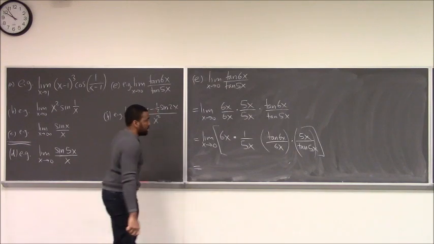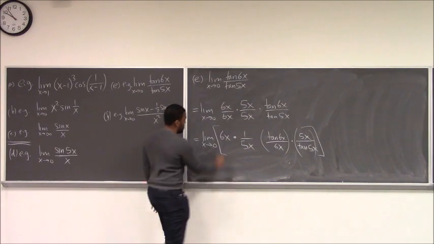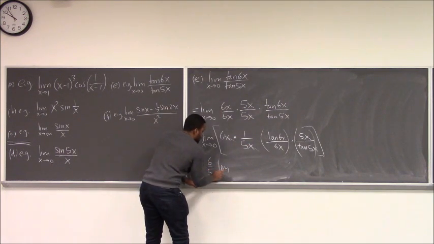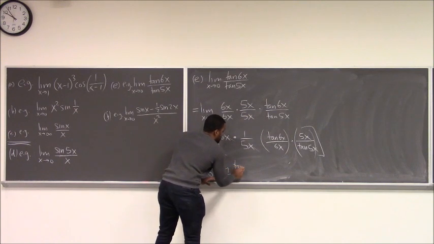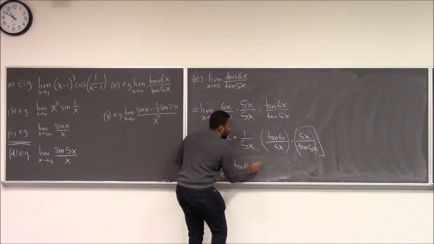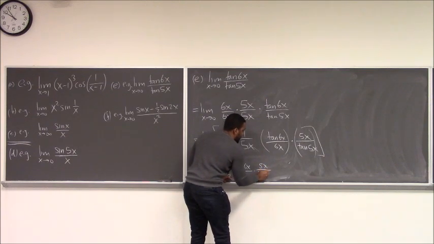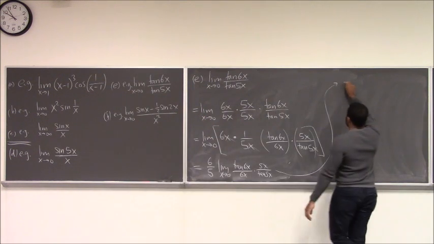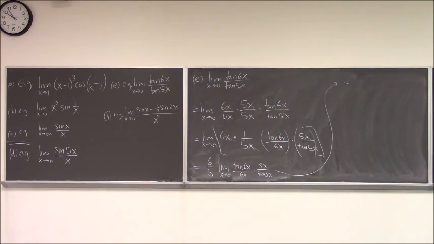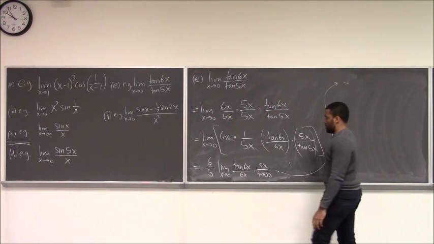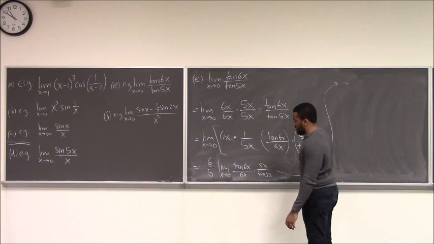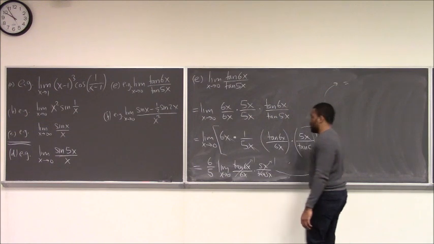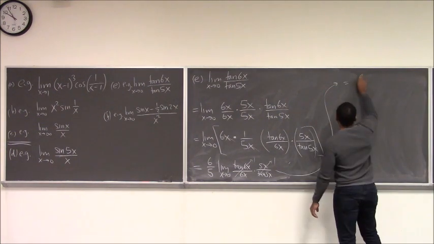Now we can take this limit by plugging in. By the way, the x's cancel. So we have 6 over 5. And then what do we get? What's tan 6x over 6x as x goes to 0? 1. Right, so this gives us 1. That will also give us 1. And so this answer here is just 6 over 5.